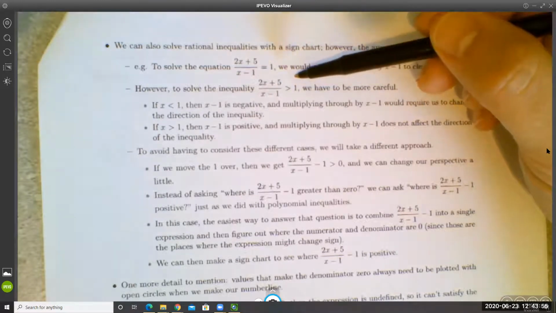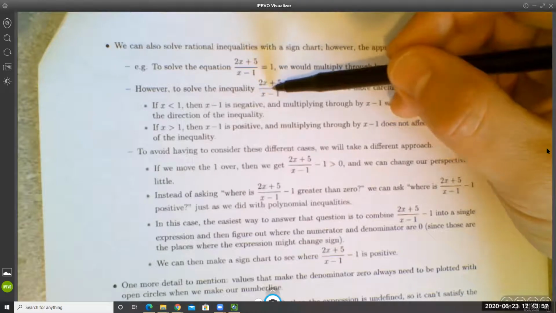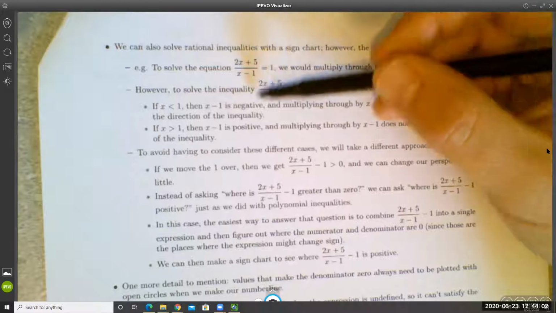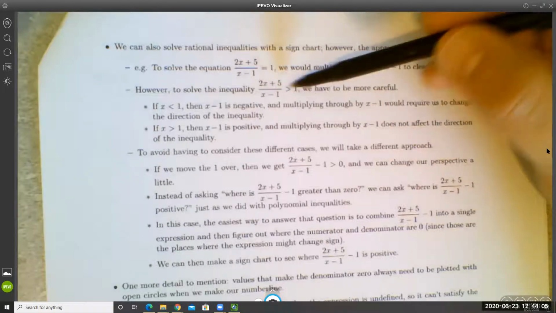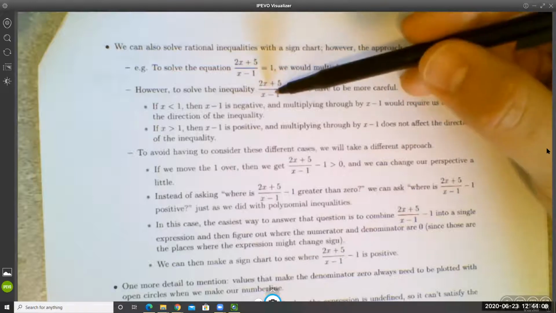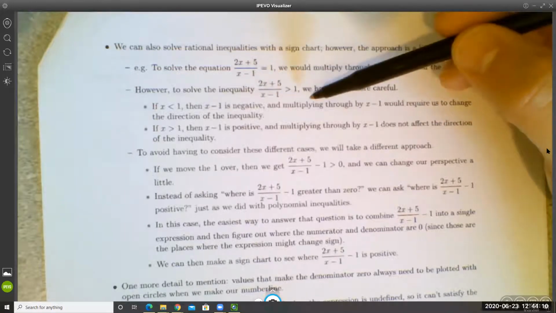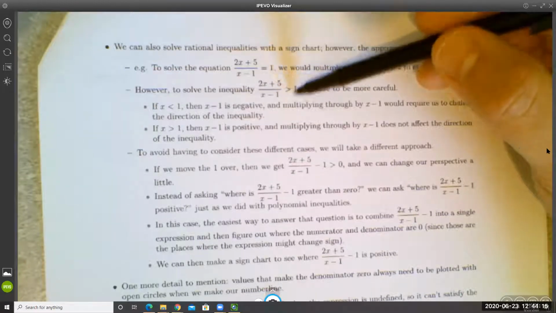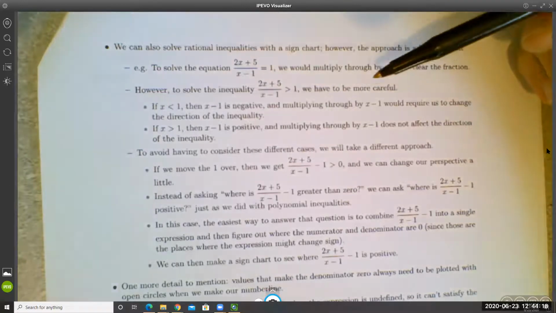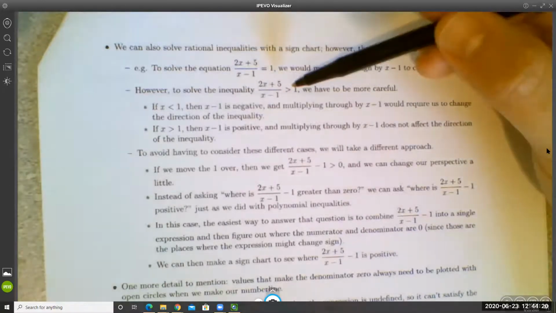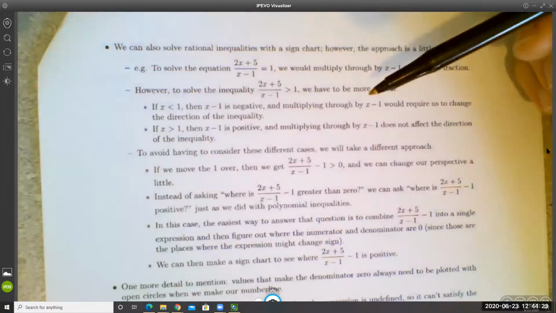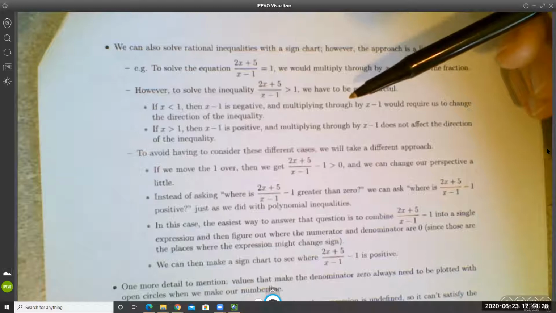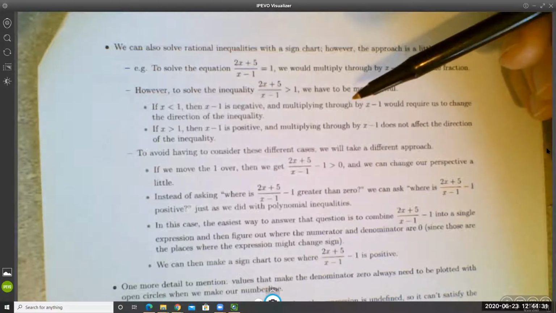The reason is that since we don't know what the value of x is, it could be the case that x minus 1 is a negative number, or it could be the case that x minus 1 is a positive number. So when we multiply both sides by x minus 1, we don't know if we're multiplying through by a positive or a negative. And that's an issue, because if we're multiplying through by a negative, then the inequality needs to switch direction. If we're multiplying through by a positive, then the inequality needs to stay the same. So we could set up cases, but an easier thing to do is to use the sign chart method.